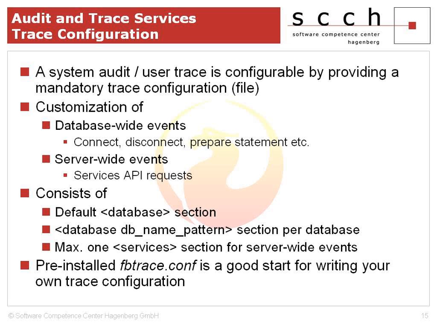So basically, when you're creating a trace configuration, you define what you are interested in with database-wide events and server-wide events. It can consist of one default database section, and you can override the settings you have made here with particular database sections below them. And there can only be one services section. The services section pretty much defines if you're interested in server-wide events, like getting some feedback when a backup has been created or a restore has been run.